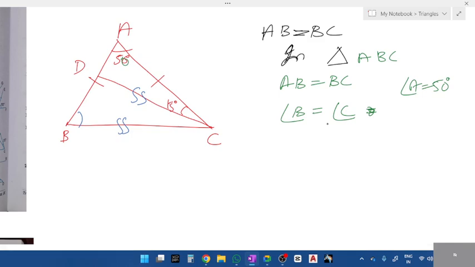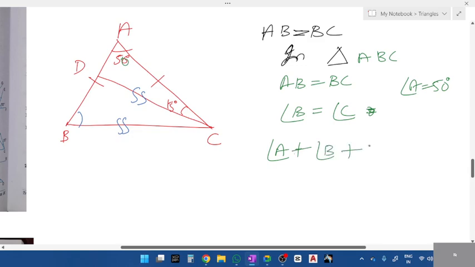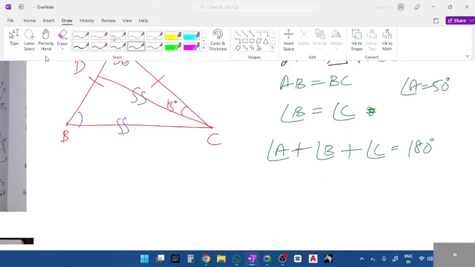Yeah, be quick. All the angles are inside, right? ABC are inside the triangle. So the sum of angles is equal to 180 degrees. How is it 80 degrees? What are you answering?